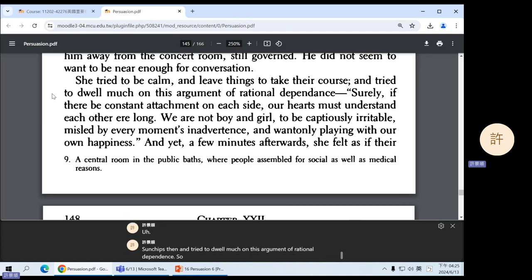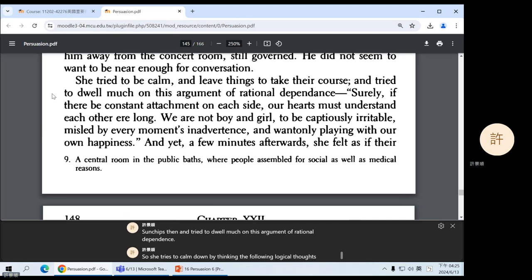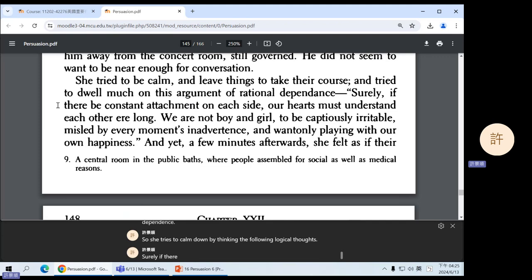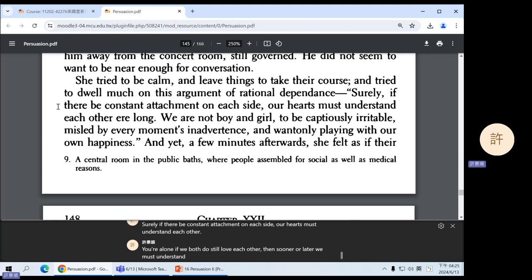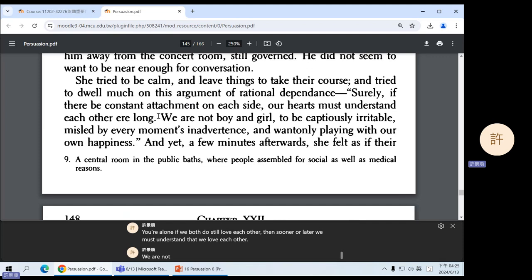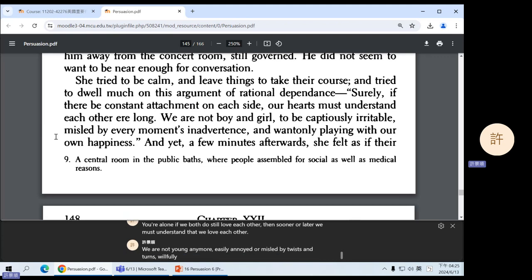So she tries to calm down by thinking the following logical thoughts. Surely, if there be constant attachment on each side, our hearts must understand each other ere long. If we both do still love each other, then sooner or later, we must understand that we love each other. We are not young anymore, easily annoyed or misled by twists and turns, willfully playing with our own happiness.